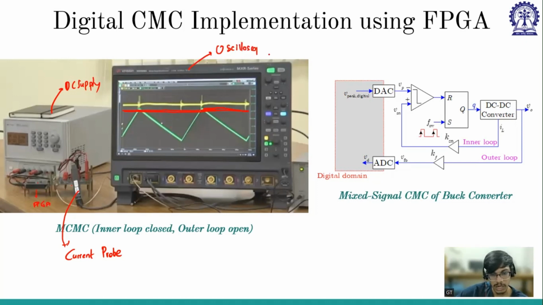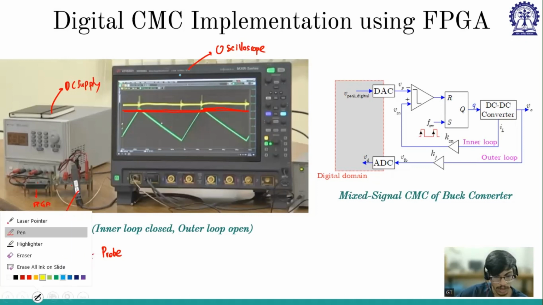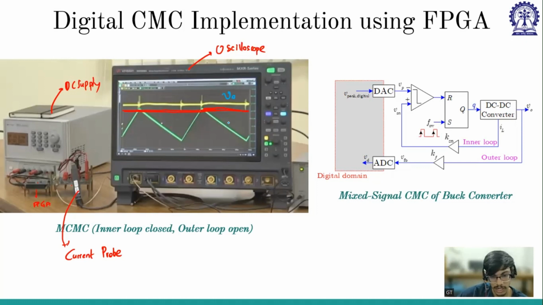So SAR has shown two waveforms. The yellow one is the V0. So this is V0 and this is IL. Okay, we'll be discussing this again in the upcoming week. SAR was just showing the demonstration, but we'll be discussing it rigorously in the upcoming weeks.